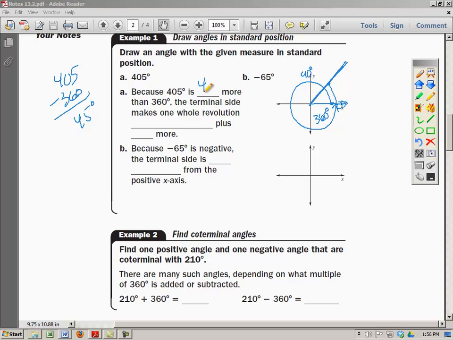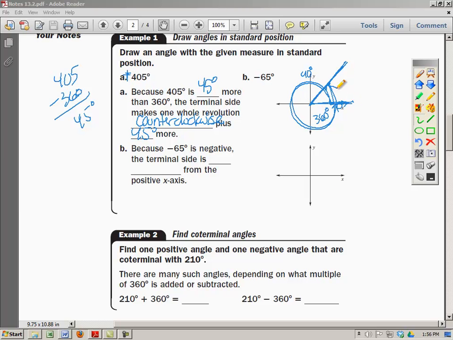Because 405 is 45 degrees more than 360, the terminal side makes one whole revolution in a counterclockwise manner, plus 45 degrees more, again counterclockwise, because this is positive. Remember, positive rotations are counterclockwise, which seems a little backwards. It seems to me that counterclockwise should be negative and clockwise should be positive. But when we name our angles, we start here at the x-axis and we go in a counterclockwise rotation.